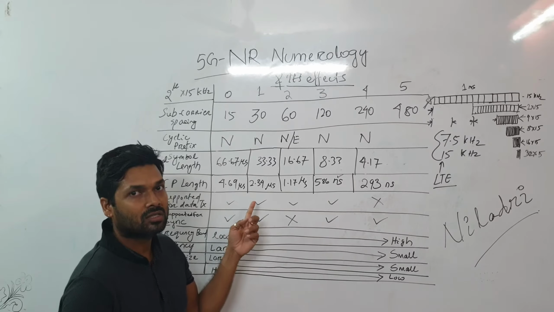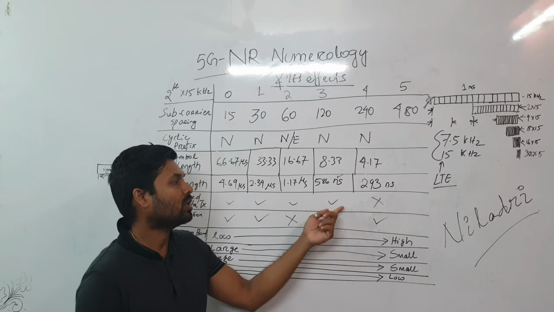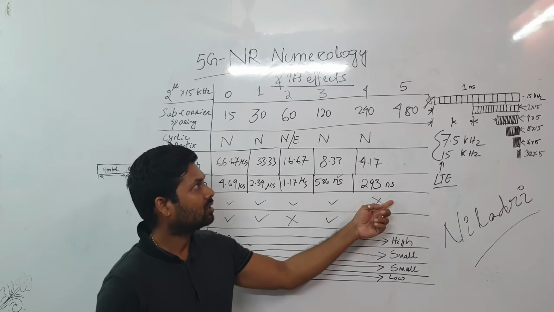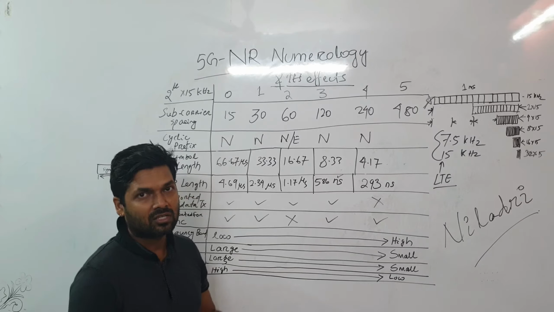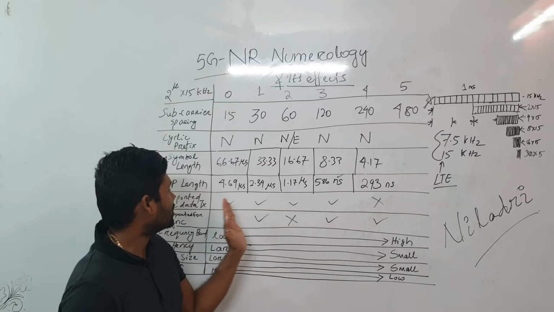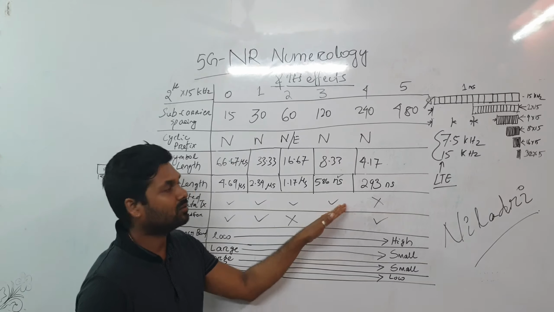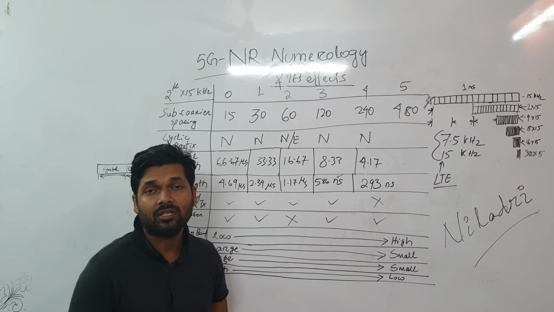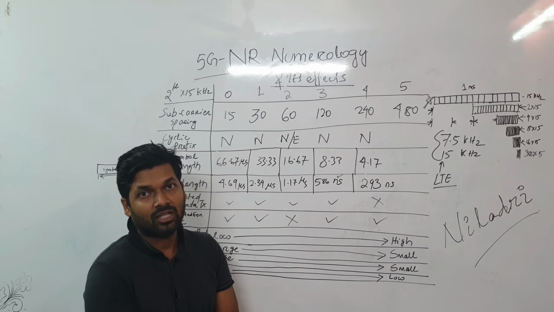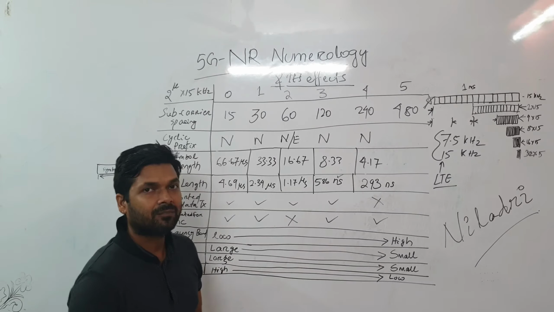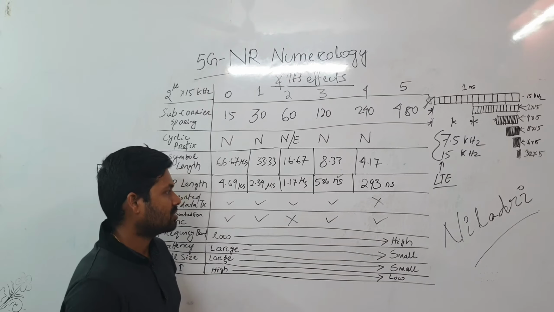And then coming down to what is supported for data transmission, we transmit data for numerologies 1, 2, 3, 4, that is 15 kilohertz, 30 kilohertz, 60 kilohertz, 120 kilohertz. But for 240 we are not doing data transmission. No user data is transmitted for numerology 5, or 240 kilohertz subcarrier spacing. We are only transmitting the synchronization signals.